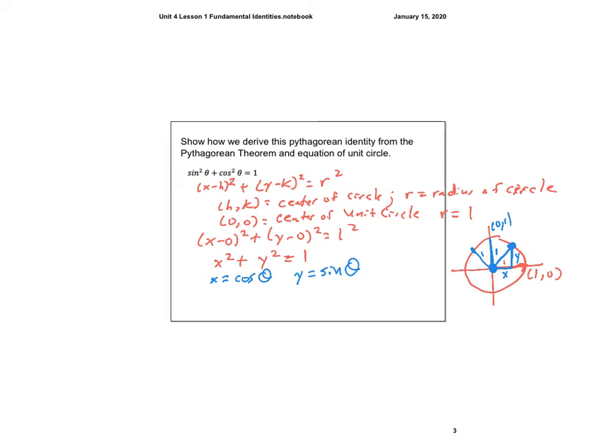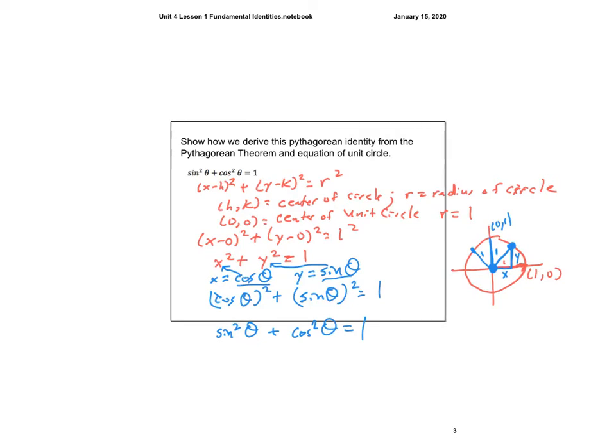So to do so here, we end up getting cosine theta squared plus, now I'm just substituting this in here and substituting sine theta in here for y, equals 1. Well, then we can just rewrite this. I'm going to switch the order here, and put the squared where we usually put it. So the shortcut way of writing this is sine squared theta plus cosine squared theta equals 1.